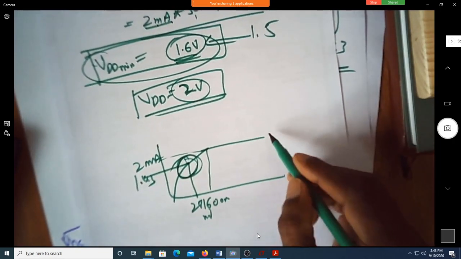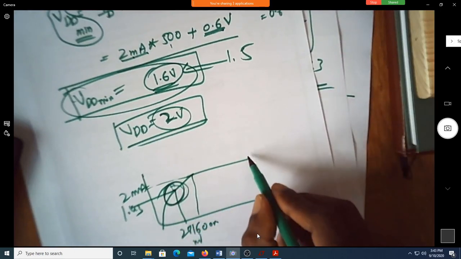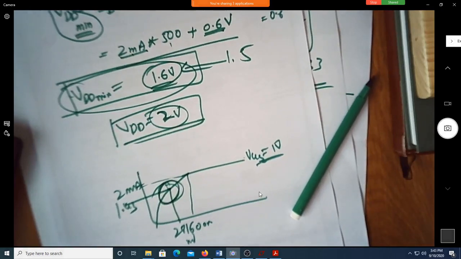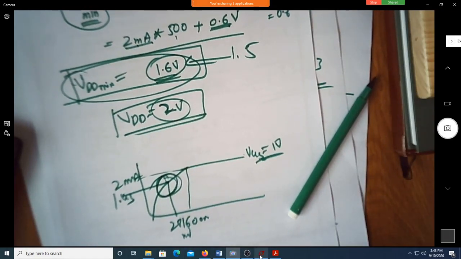Then how can you go to the saturation region when the current is less? This is linear, with VGS equal to 1 volt. Okay, done. Fine. Let us go to the next problem.